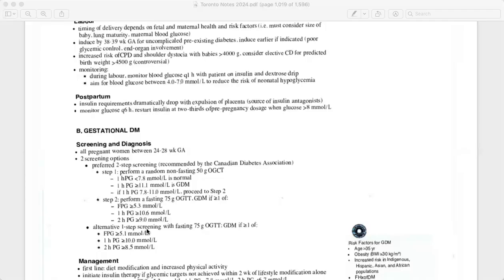The alternative is a 1 step screening with 75 gram. All you need to remember is the 50 and then the 75, because the rest of the things are kind of the same. If you can remember these, 7.8 to 11, because usually in the exam they give the normal values, but for pregnant females they might not give them. So just to be on the safe side, remember the basic ones. For the 50, it's 7.8 to 11. For the 75, the fasting is 5, and for the 2 hour, it's 8.